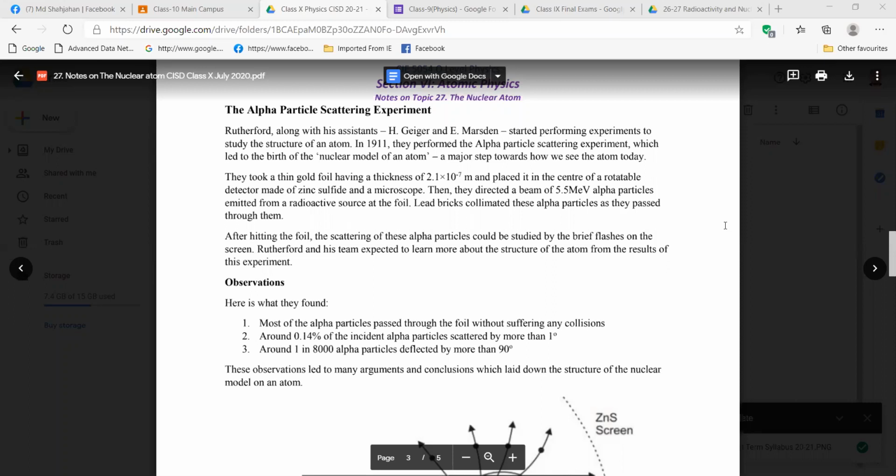It is also a unit of energy. Electron volt is also one unit of energy. We will have this discussion later on. Okay, just you read it.